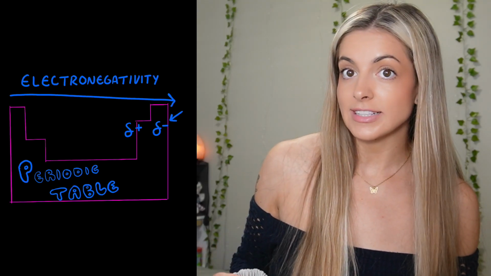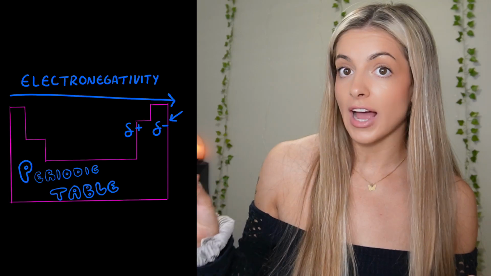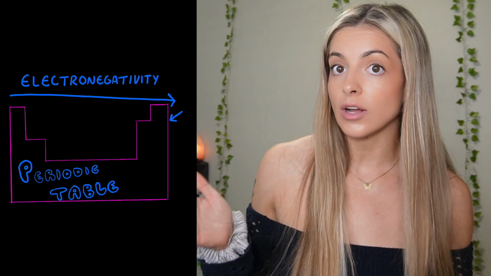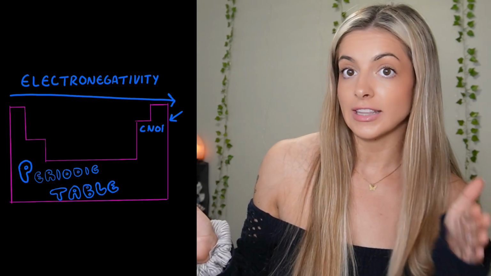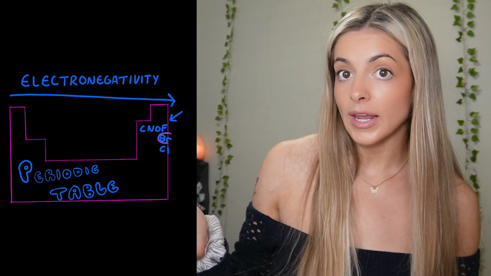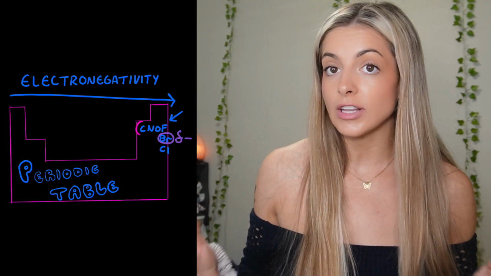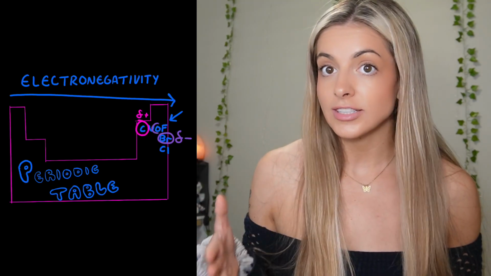And what this means is that atoms that are found at the rightmost side of the periodic table are going to be more electronegative than atoms that are found to the left. So for example, a bromine, a halogen, is much more electronegative than a carbon. And oxygen is also more electronegative than a carbon.